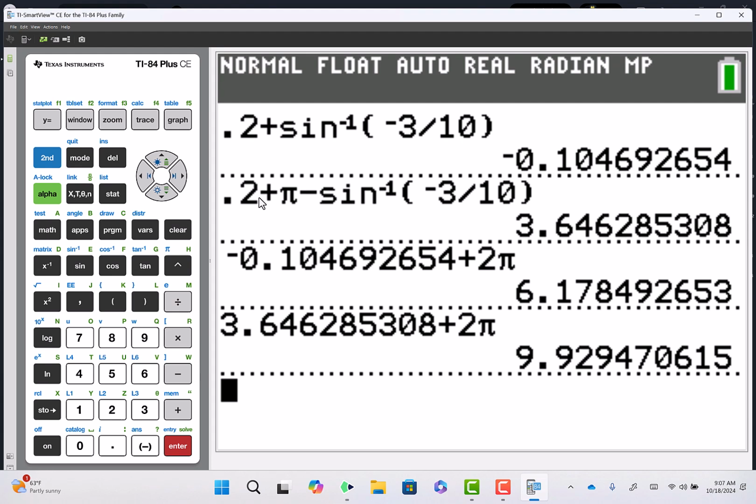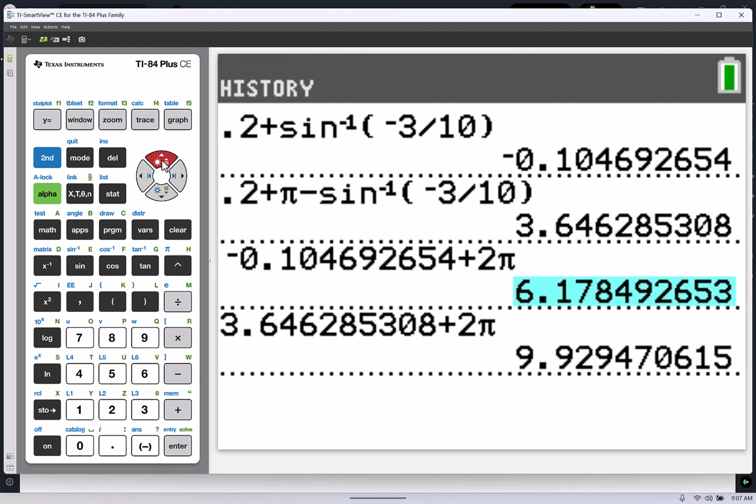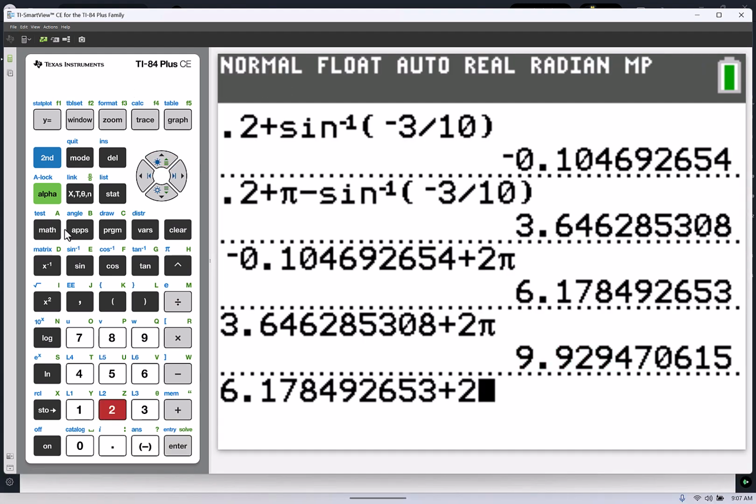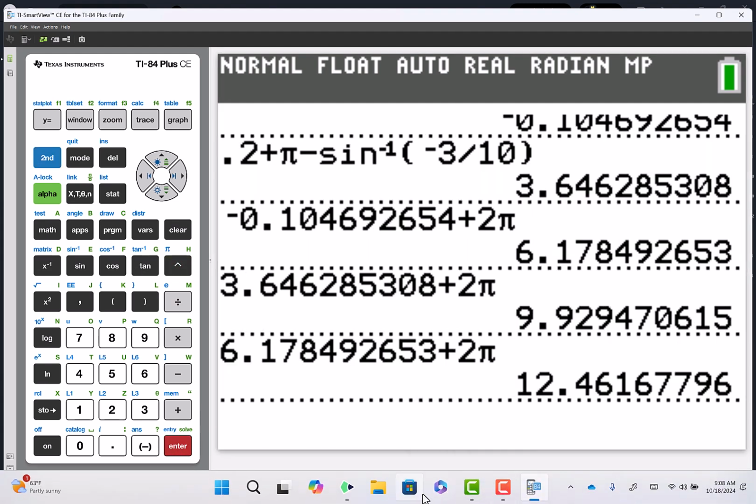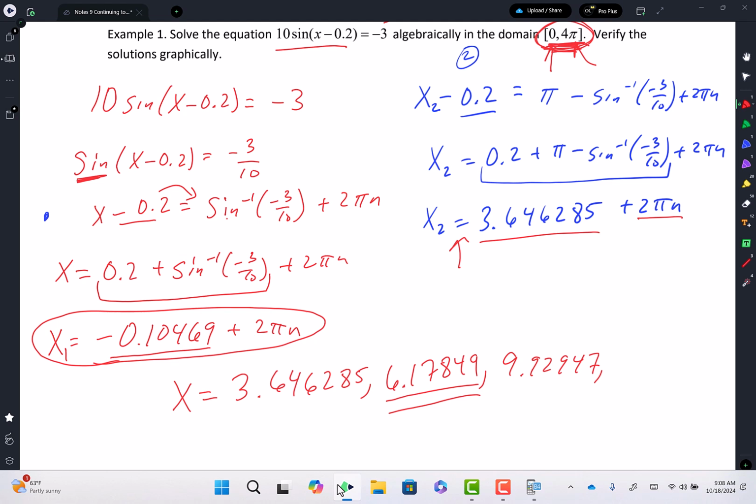So I'm going to scroll up. Plus 2 pi. 12.4616, and I believe that's the last one. If I try to take that 9.92 and add another 2 pi, it would be outside the domain.